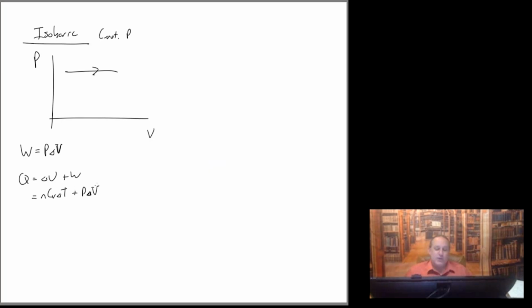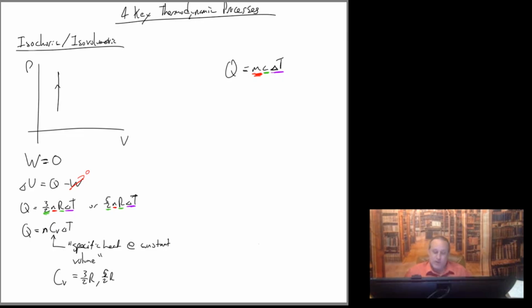But here's where students get confused a lot. I'm using the formula for delta U. So let's go back to our delta U formula. We can say it's all, not that.